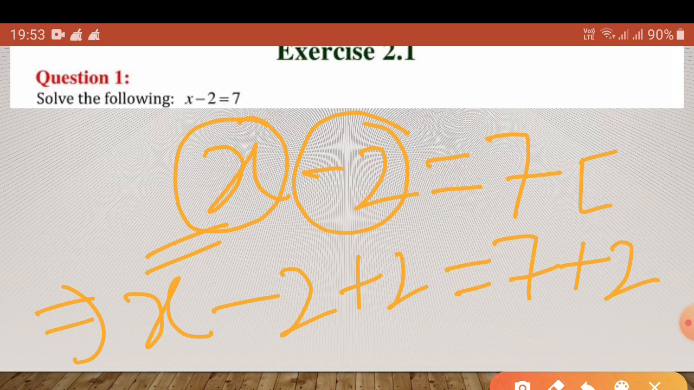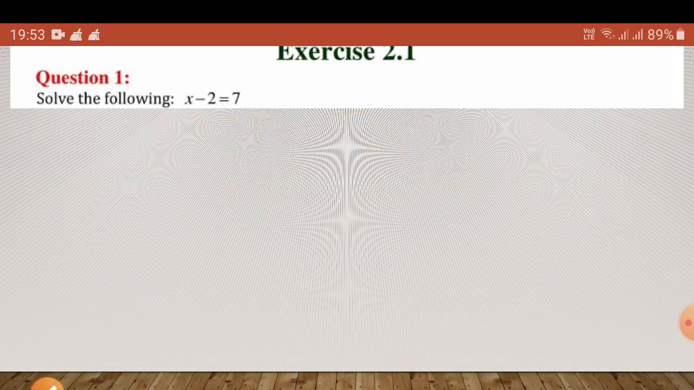You can write the conditions inside the third bracket also. Here minus 2 and plus 2 gives us 0, so x plus 0 gives us x equal to, and then 7 plus 2 equal to 9. So the value of x is 9 here. Go to the next slide.